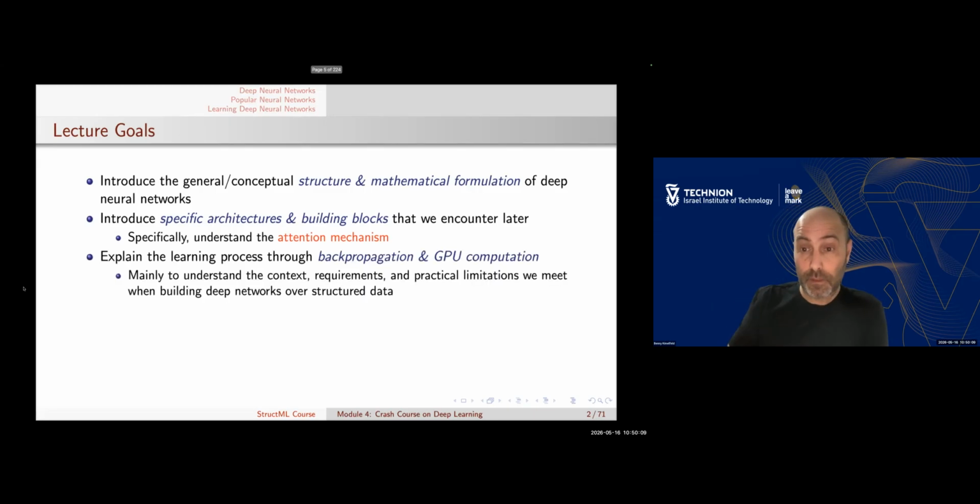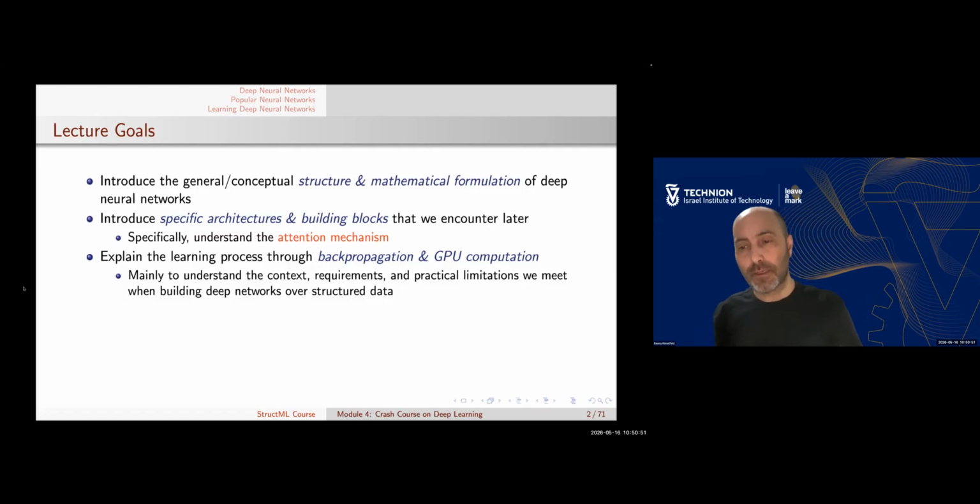And specifically the attention mechanism. We're going to give a lot of emphasis to that. Then we're going to look at the lower level aspects of learning deep learning networks, specifically backprop or backward propagation and GPU computation and how you connect to the GPU through languages like CUDA. And this is not because we need or expect you to program at that low level, but I want you to understand what your programs compile to. What is the context? What is the requirement? What happens under the hood?